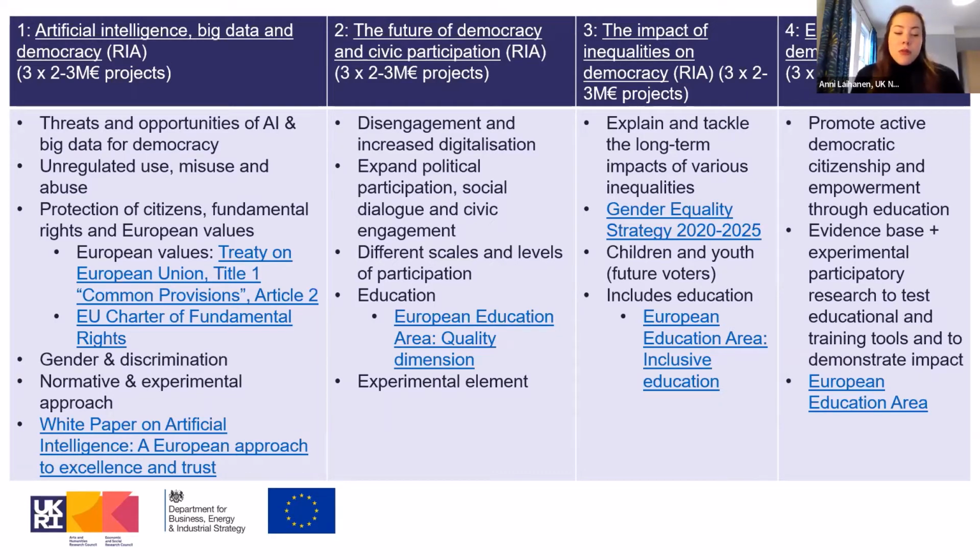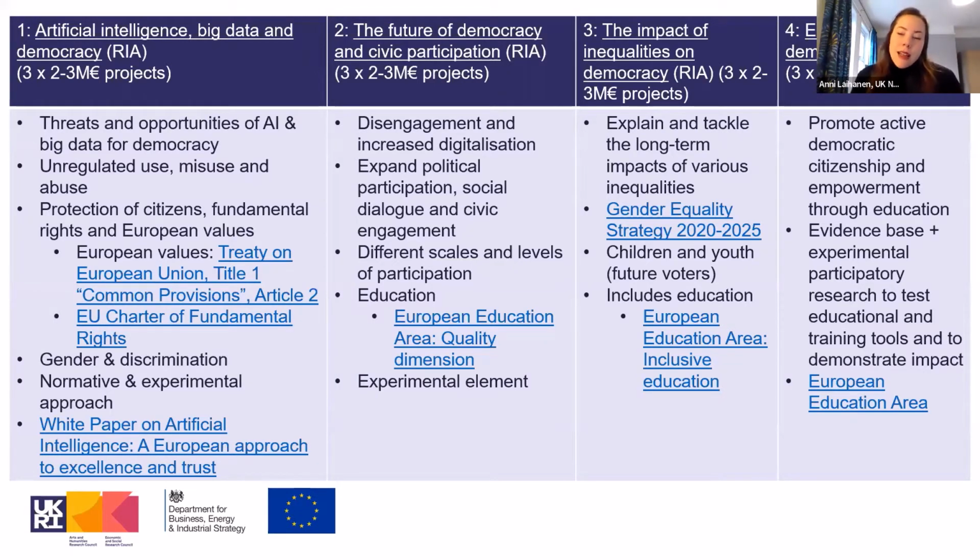So the aim is to contribute to expanding political participation, social dialogue and civic engagement. There is an expectation to cover different scales and levels of participation, so from local to national, European and even global. And education should be included, so the key competencies section of the European education area website mentions active citizenship. There's also an encouragement to include experimental research again. And topic 3 focuses on all types of inequalities.